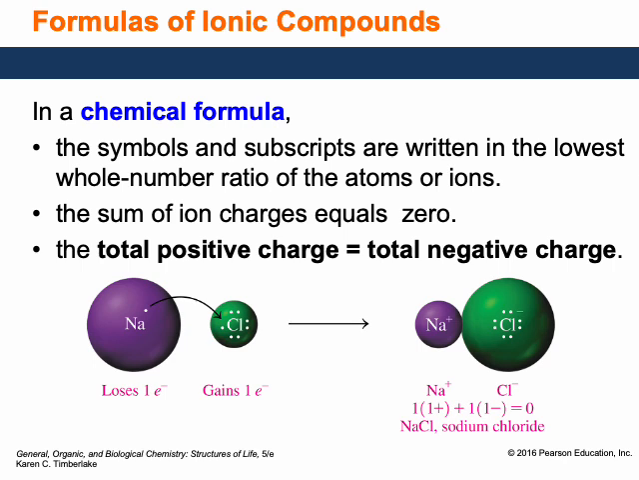Okay, now let's talk about how we can come up with a formula for ionic compounds. The easiest way to figure out the formula for an ionic compound is we basically write down a chemical formula that will consist of the symbol and the subscript of an atom. The subscript is essentially telling you the total number of atoms or ions that are present. And that number, the subscript, should always be the lowest whole number ratio between the two atoms.